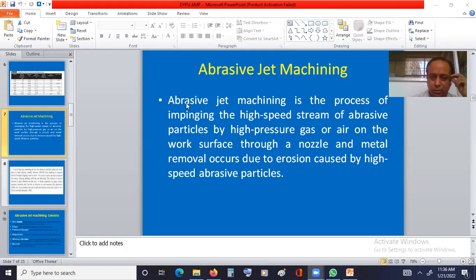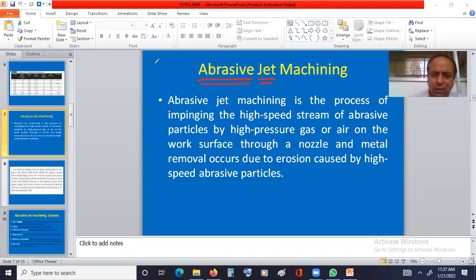Okay. So first we see what is the meaning of abrasive and jet. Jet we understand. Some kind of water is coming from some kind of nozzle, so it has lots of kinetic energy and speed. So it is called the jet. Same thing, something like powder or abrasive metal kind of thing, it is called the jet.